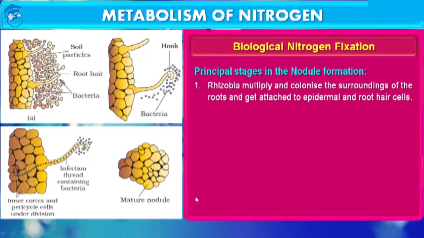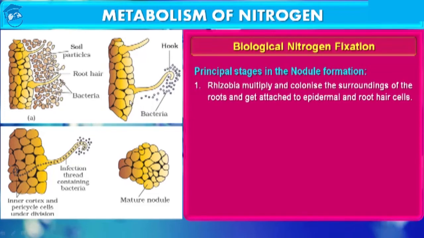Okay. So nodule formation involves a sequence of multiple interactions between rhizobium and the root of the host plant. There are principal stages in the nodule formation. First, rhizobia multiply. As you can see, rhizobia is a bacteria. So these are the bacteria. Rhizobia multiply and colonize the surrounding of the root, and get attached to the epidermal and root hair cells. See, this way it gets attached to the root hair cells.